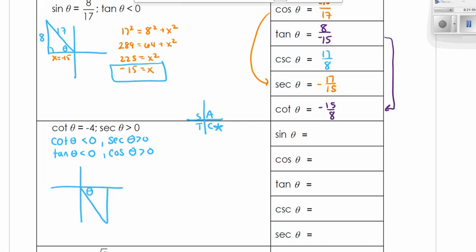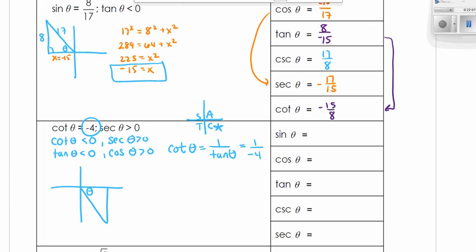So when we set up our triangle, it would look like this. Cotangent, remember, is the reciprocal of tangent. So we can say that the cotangent of the angle equals 1 over the tangent of theta. If the cotangent of theta is equal to negative 4, then tangent would be 1 over negative 4. We can use that to put our side lengths on. Tangent, we know, is opposite over adjacent.